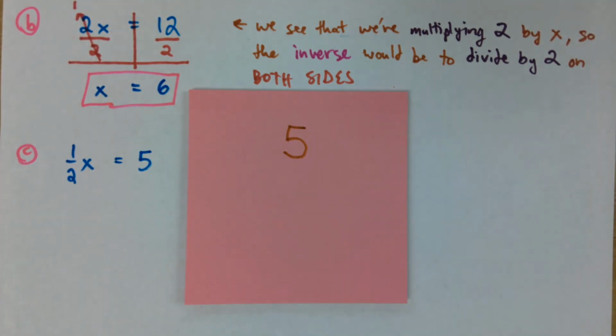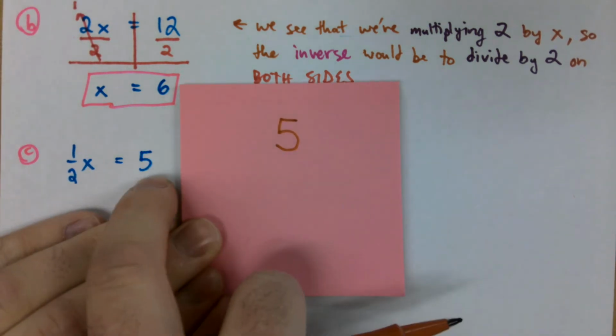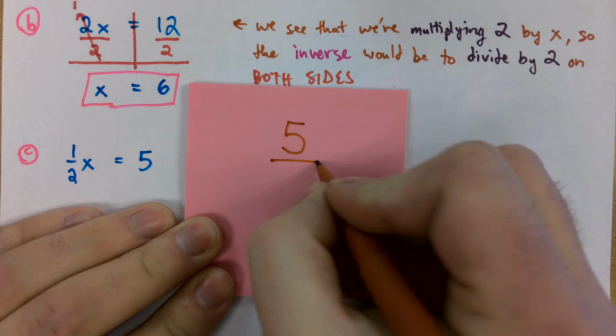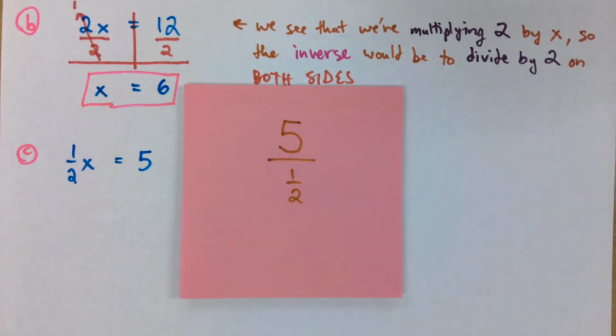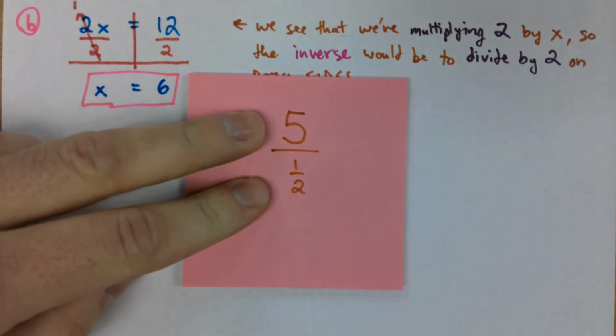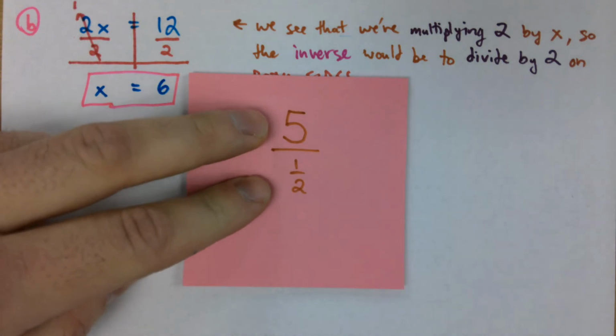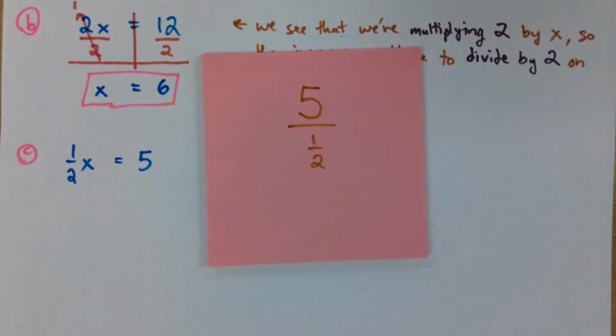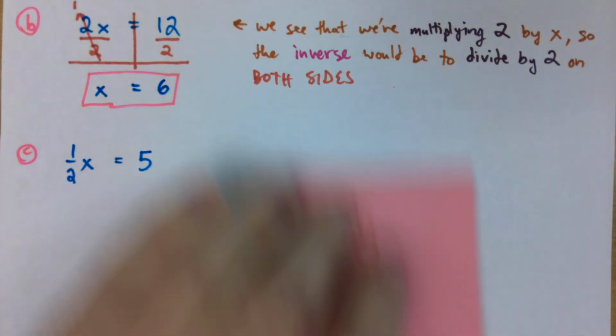Now let's think about this. The inverse of multiplying by 1/2 would be to do what? Divide by 1/2, right? So if we take this 5 here on the right, and we were to divide that by 1/2, now we have a fraction inside of a fraction. Have you guys learned how to solve fractions inside of fractions yet? I don't think so, right? No, okay, good. So something like this should look very foreign to you. 5 divided by 1/2. We don't want to think about it like that because this is really confusing.